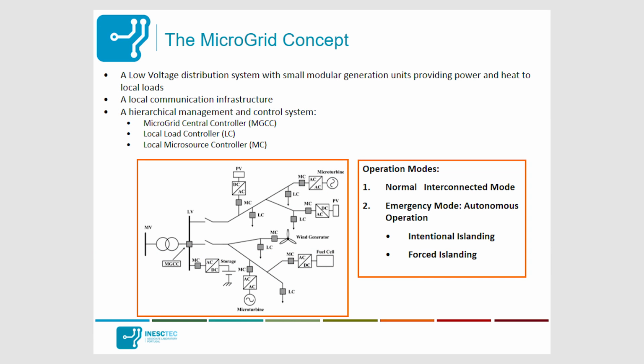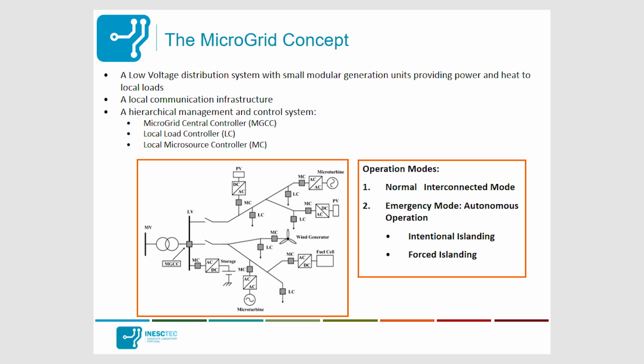And I will start by describing the main concept behind the microgrid. So what is a microgrid? Well, it can be a low voltage distribution system with a small modular generation that can provide electricity and or heat to local loads. And it has also a local communication infrastructure and has a hierarchical management and control system that is, as it is represented in this picture.